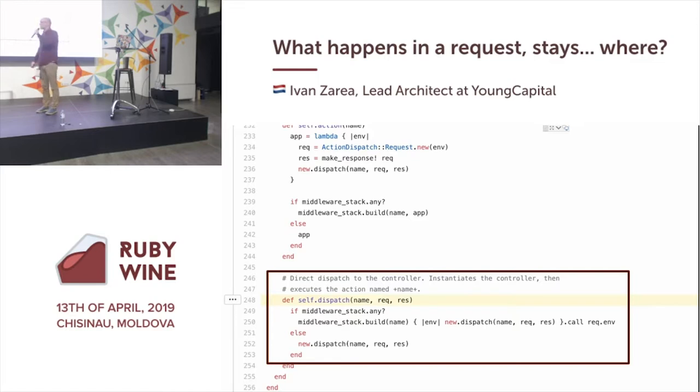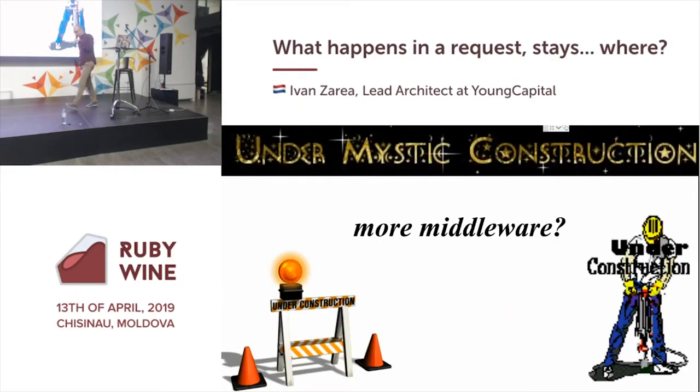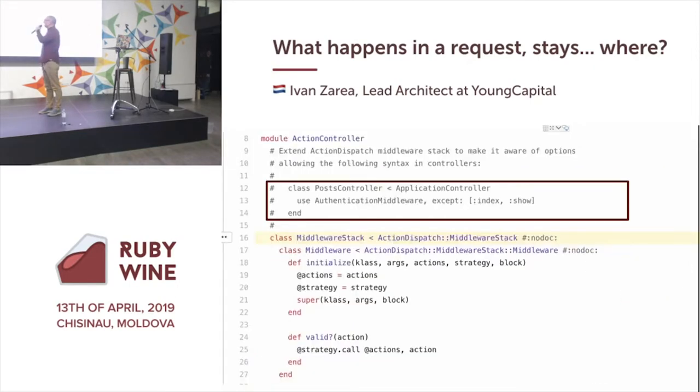And if you look at the code, you see if there's a middleware stack, then execute everything in the middleware stack. Otherwise, dispatch the request directly. This means that there is actually more middleware involved in the process. If you look a bit upper in that same file, you will see this is the action controller middleware stack.